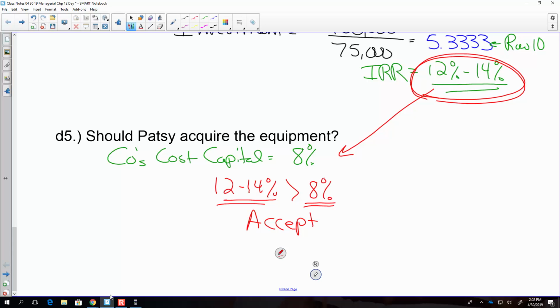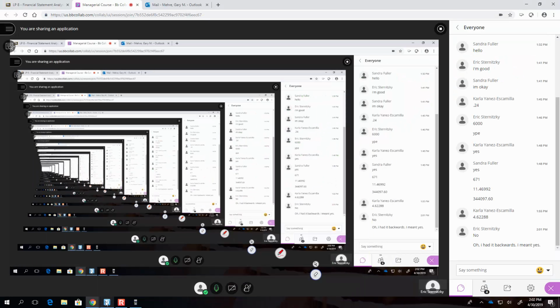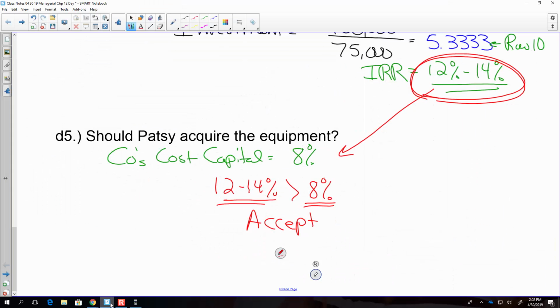Does that make sense? Yeah, okay, sounds good. If the internal rate of return was below the 8%, then yeah, we would reject it. So let's try our calculator to see if it is correct.